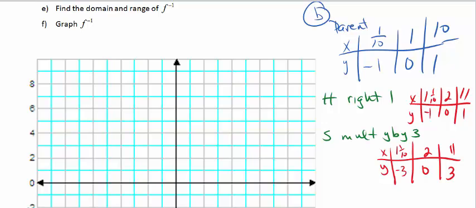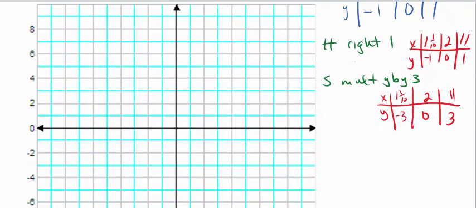And now it's time to graph. So let's graph this. X is 1 and 1/10 and y is -3. We have 2 and 0. And we have 11 over here and 3. But I didn't connect the dots, that's the problem.